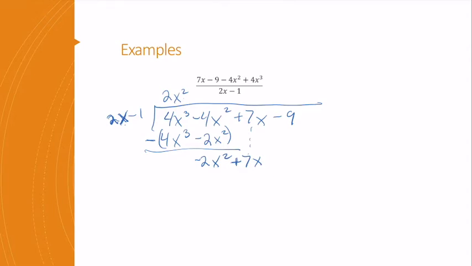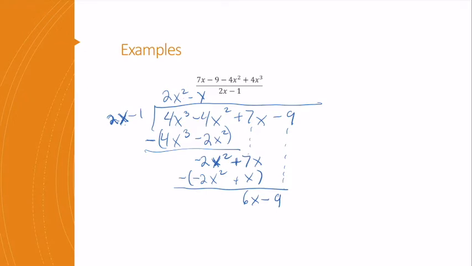Okay, what do I multiply 2x by to make it look like negative 2x squared? The answer is going to be negative x. Negative x times 2x gives me a negative 2x squared. Negative x times negative 1 gives me a positive x. I subtract. 7x minus x is 6x. I pull down my next term.